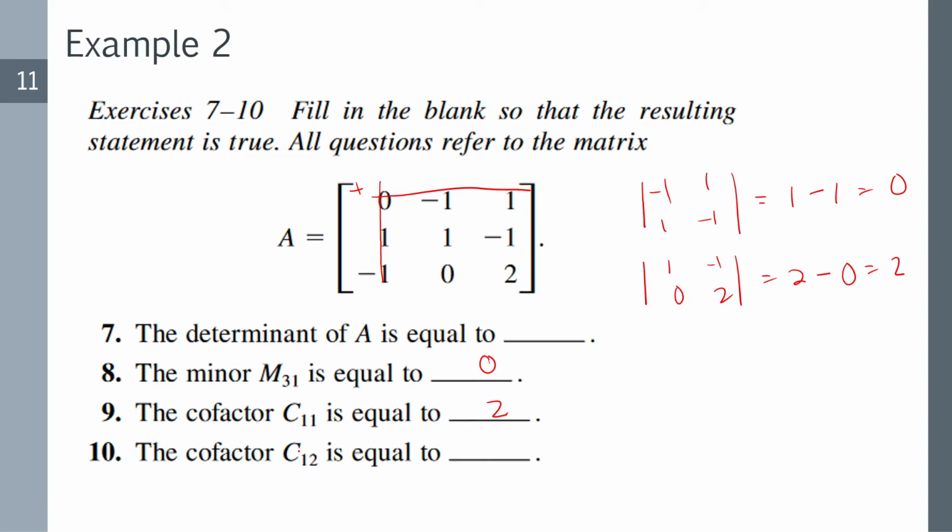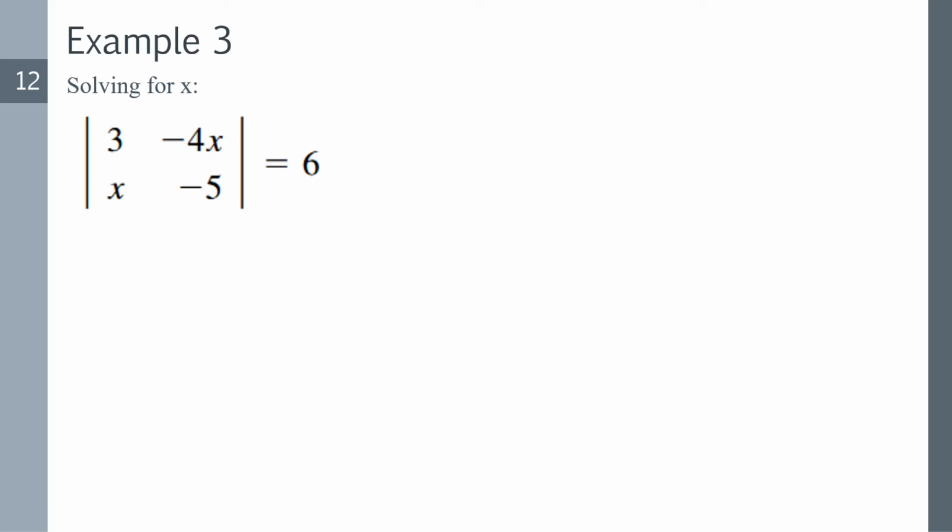Okay, and then for the C12, I already know that the second one will definitely be negative. So what I do, same thing, the determinant is 1, negative 1, negative 1, 2. So it's 2 minus 1, which is 1, and then I have a sign from my cofactor, so this one is negative 1.